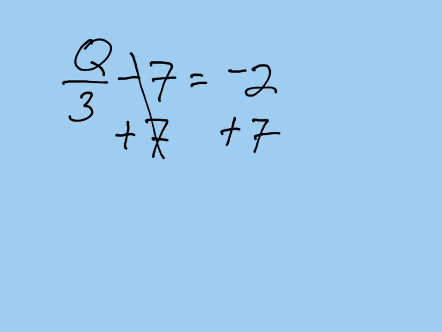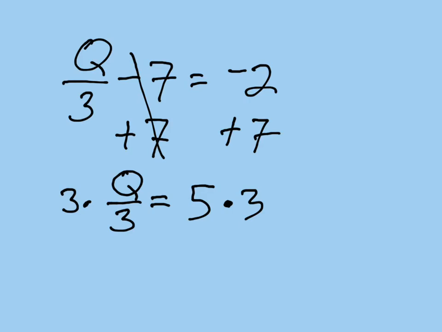That goes poof, leaves us with q over 3, and that's equal to -2 plus 7, which is 5. And now we have q over 3 equals 5. Our variable's name is q. It's being divided by 3. The inverse of dividing by 3 is multiplying by 3. I need to follow my rules of algebra and do that same thing to both sides. I go poof. I get q equals 5 times 3, which is 15. Let's take a look at one last example.